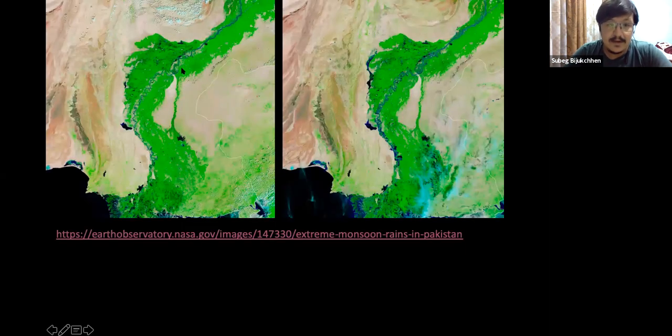Let's see an example. This is the Sindh River in Pakistan. This is 2012, and this is 2013. You can compare the difference here. This area has been inundated with water. Even this lake has become bigger.